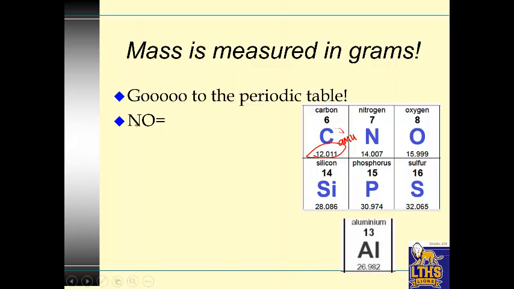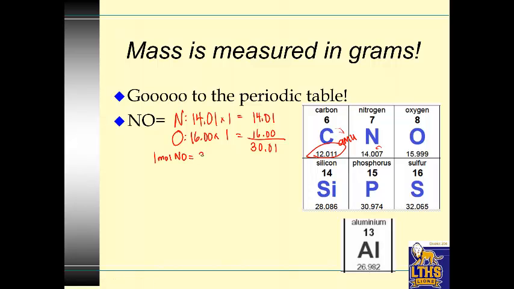What if we have a compound? Well, we take the number from the periodic table, 14.01, and I just rounded it to 2 decimal places. And there's one of them in NO, so that's 14.01. And then we say oxygen is 16.00, and there's one of them in NO, so 16.00. And so we get 30.01. Now, what does this mean? It means 1 mole of NO has a mass of 30.01 grams.